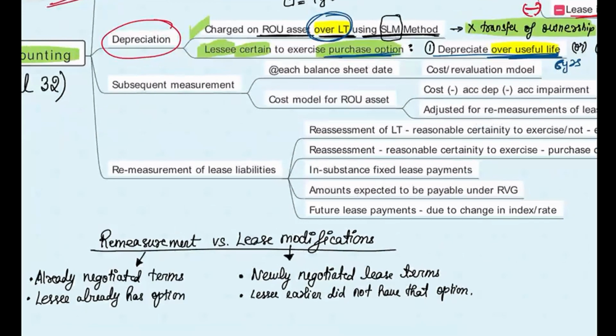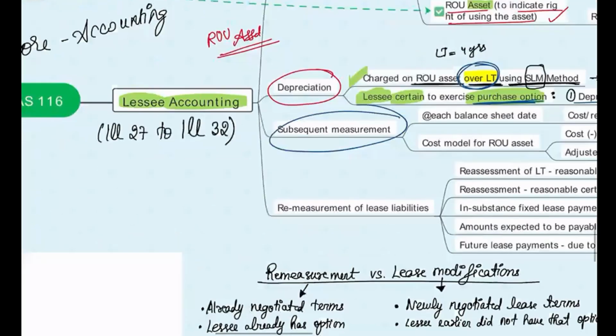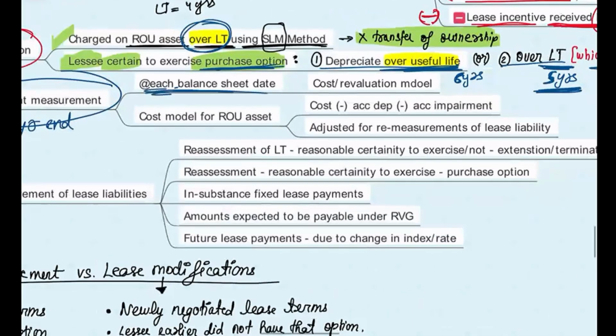Now, what about subsequent measurement? Subsequent measurement means at every year end. At every year end, how are you going to measure it? At each balance sheet date, you are going to measure the ROU asset at either cost or revaluation model. This you would have read in IND 16 PPE. If you have not seen that lecture of mine, I have already uploaded it, where I have explained the cost and revaluation model. You can go and see that lecture to understand better.